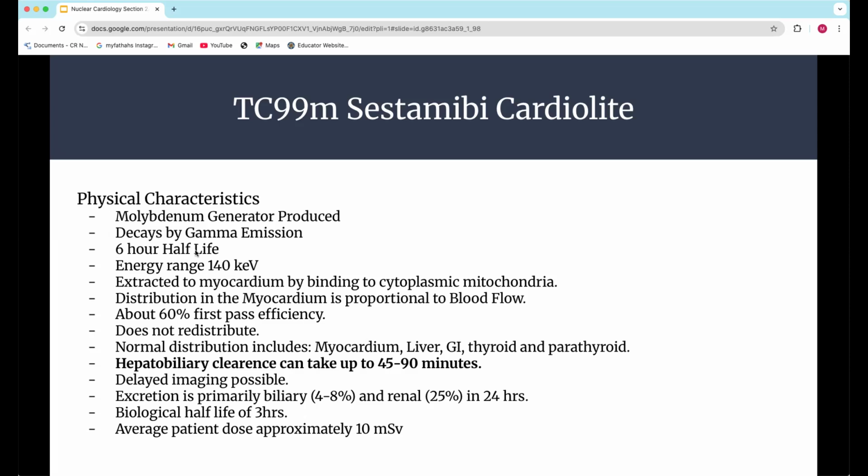As you guys know by now, 6-hour half-life, right, from doing all your math. This is extracted into the myocardium by binding to cytoplasmic mitochondria. So it's the mitochondria that brings it in. It takes it in, that mitochondria eats it up. Distribution, again, is proportional to blood flow. We have to have that when we look at cardiac nuclides because we have to have it match the blood flow. This one has about a 60% first pass efficiency, so it's a little less efficient at getting into the heart muscle than thallium, but it's still pretty decent.